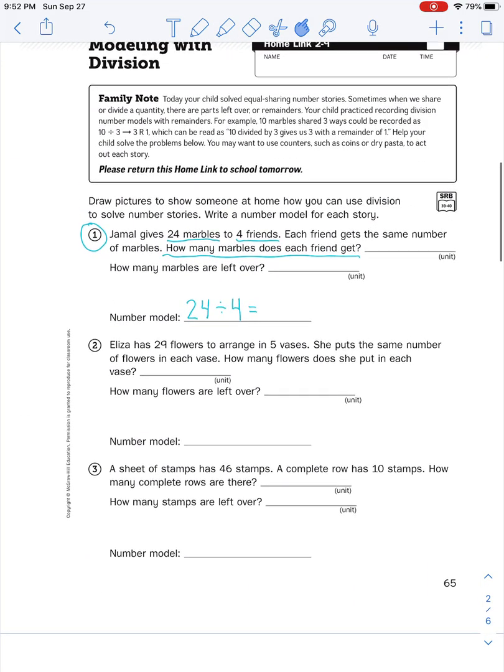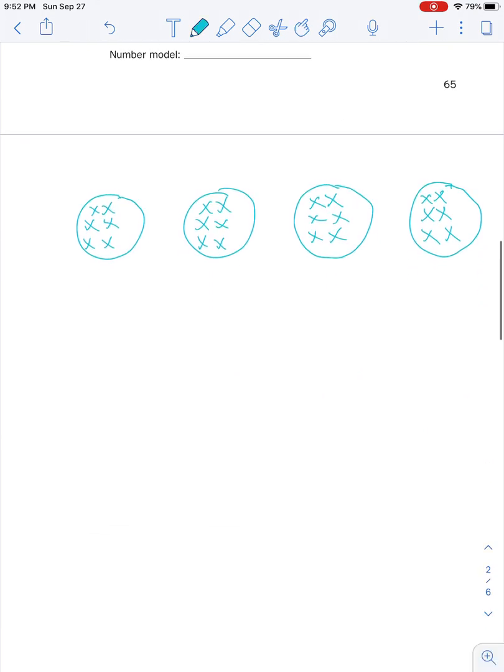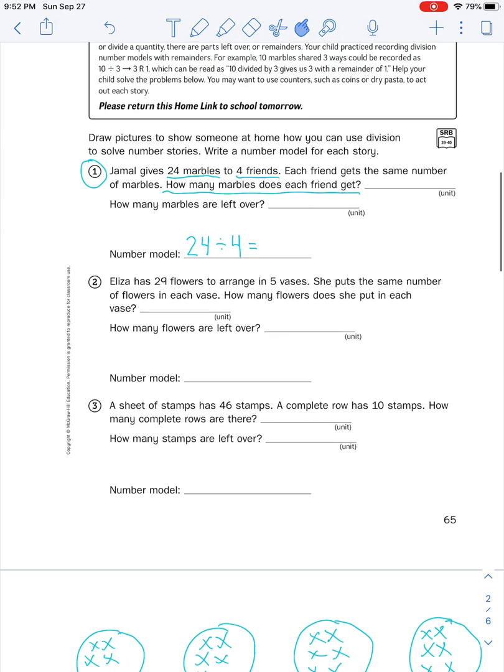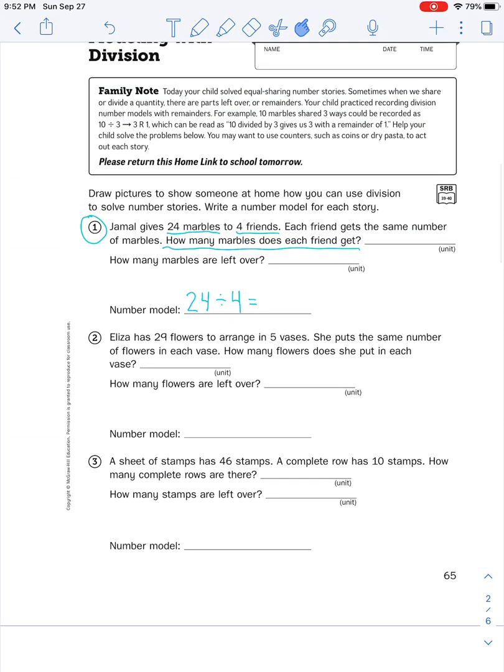Okay, so remember the question is asking how many marbles does each friend get? So if one of the circles represents 1 friend, all I need to do is add up how many marbles are in one of the circles. So 1, 2, 3, 4, 5, 6. So 6 is going to be our answer that we put on this line. So 6 marbles.